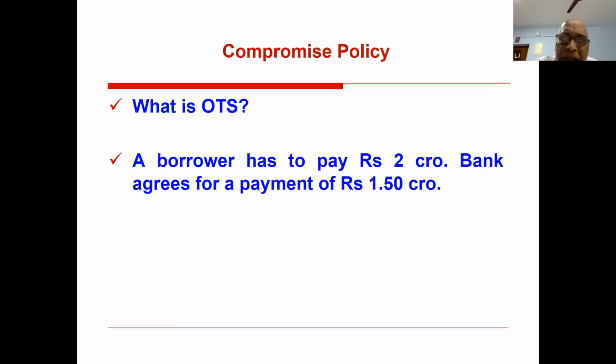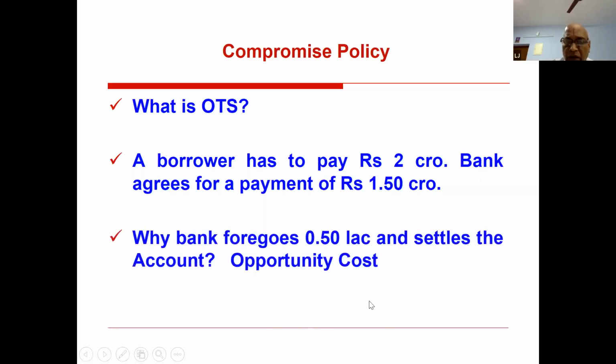It is arrived at based on a cost called opportunity cost. The question last time was asked: in the OTS or compromise policy, the OTS amount or the compromise amount is arrived at based on what cost? It is based on the opportunity cost. What is that opportunity cost? The opportunity cost is an economic term.